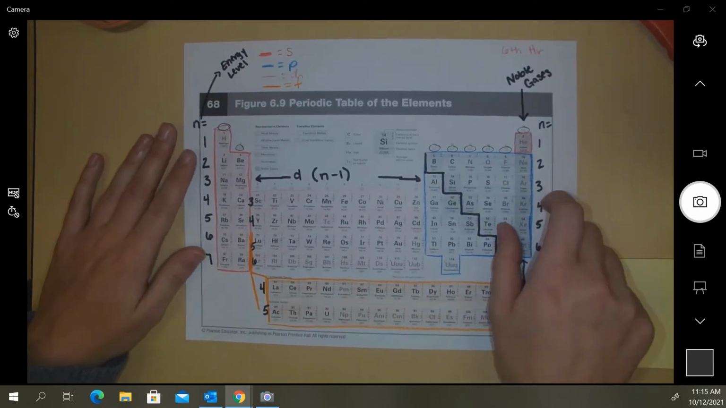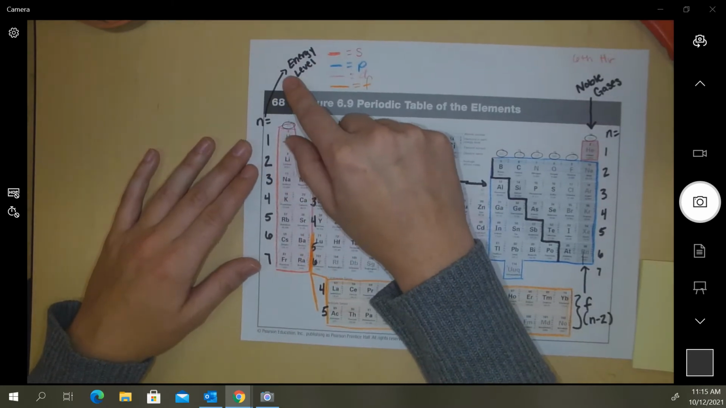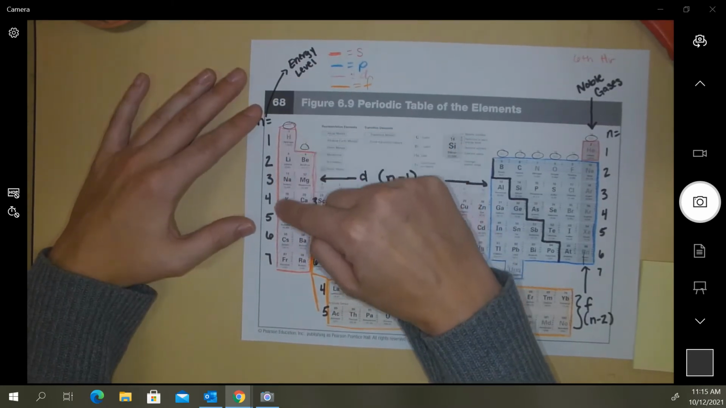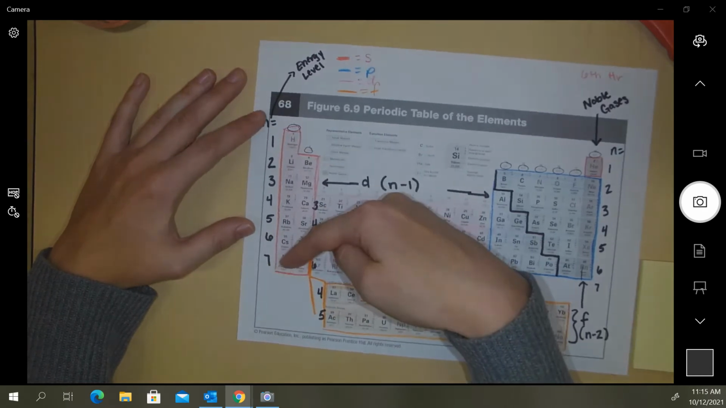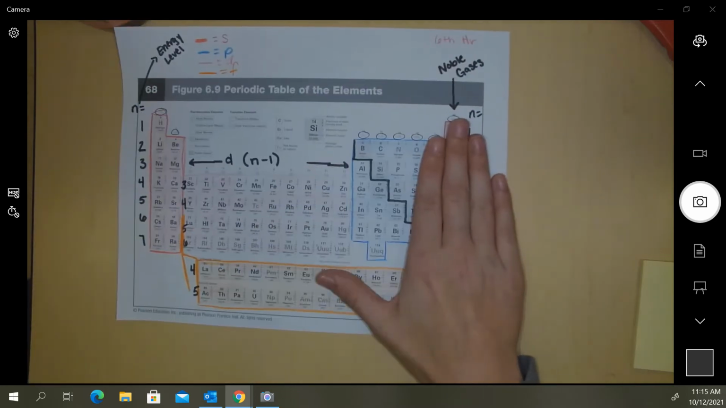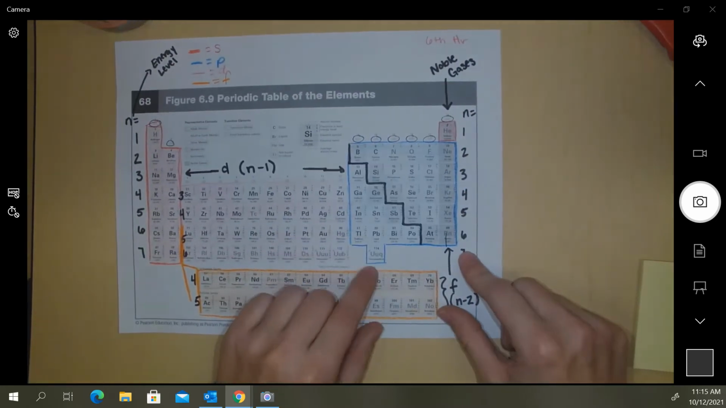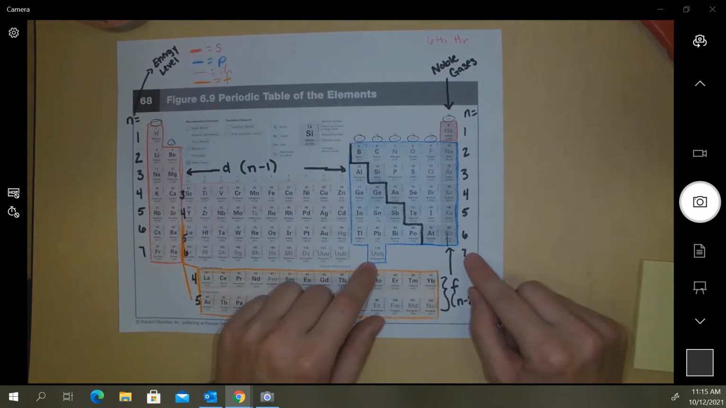The first thing that I want you to do is write down the letter N and denote that N is an energy level. And then we're going to write down 1 through 7 next to hydrogen through francium. We're going to do the same thing over on our right side of the periodic table. Write the letter N, 1 through 7. 7 is going to line up with UUQ.